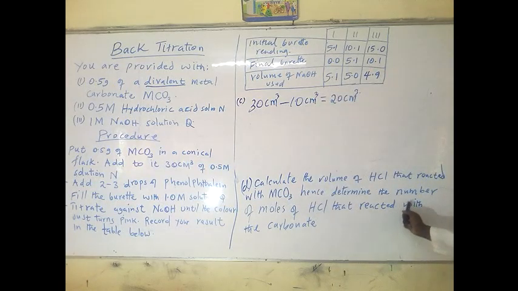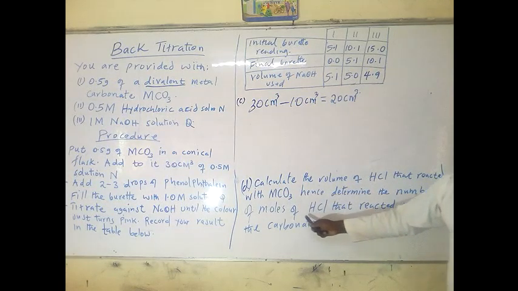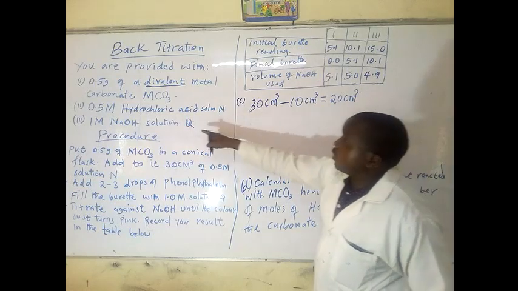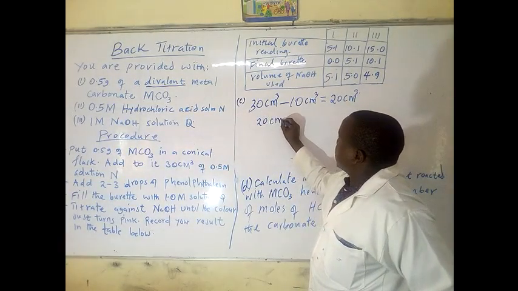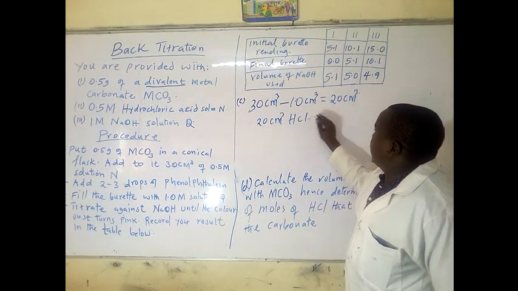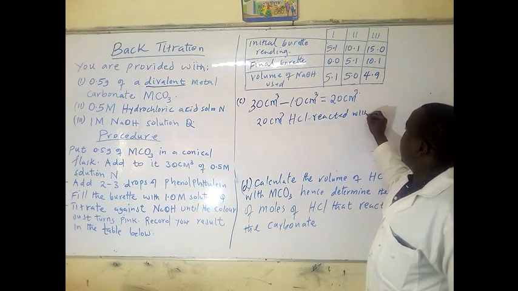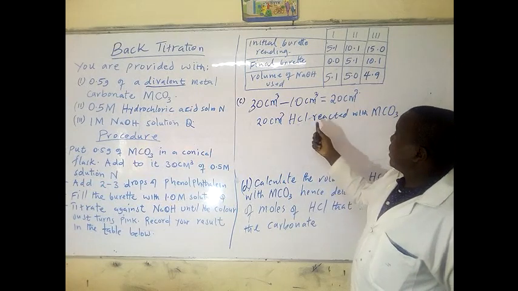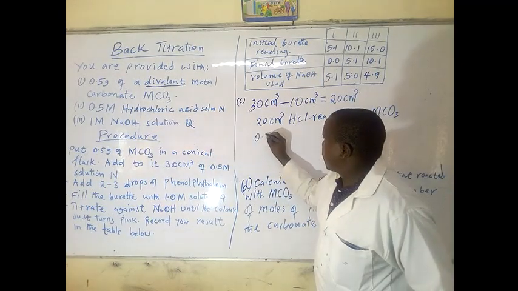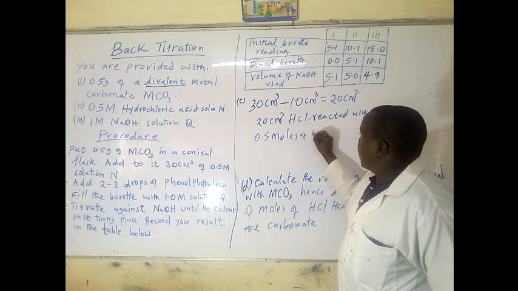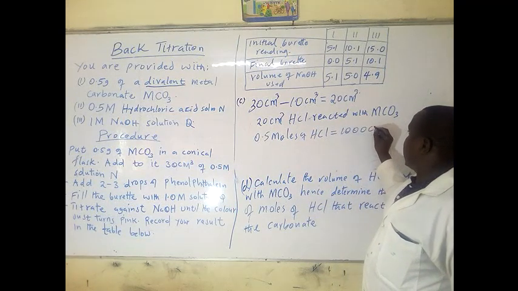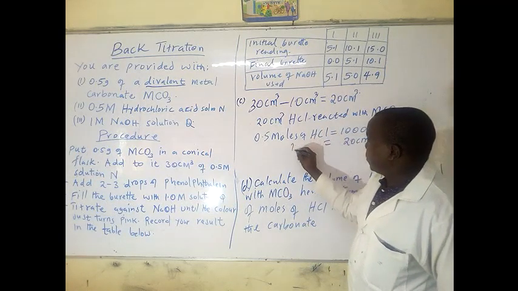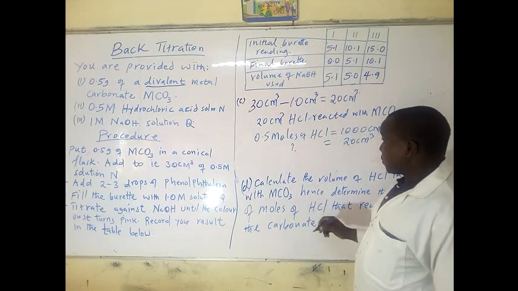But the question goes on and asks, hence determine the number of moles of HCl that reacted with the carbonate. The number of moles that reacted with the carbonate, we will obtain it from here. We have the concentration of the acid. So this is the acid. This is 20 centimeters cube of HCl that reacted with M carbonate. Now we wanted the number of moles of HCl that reacted with M carbonate. That is simple. We have the molarity, we will say 0.5 capital M. It is the number of moles of HCl which are in 1,000 centimeters cube. So we will find out which moles 20 centimeters cube will give us.